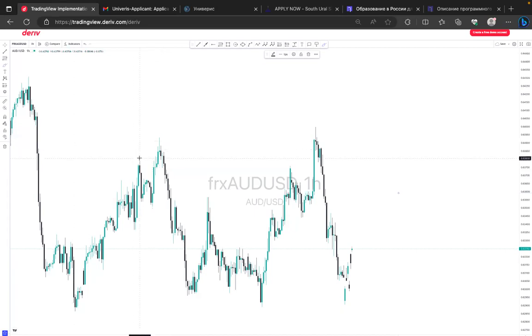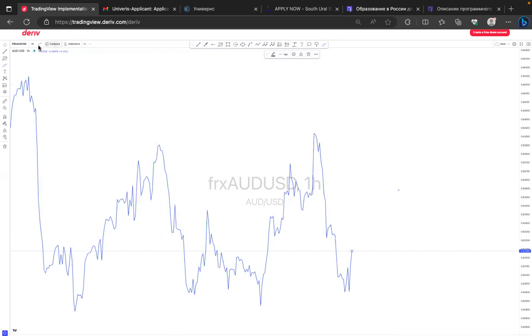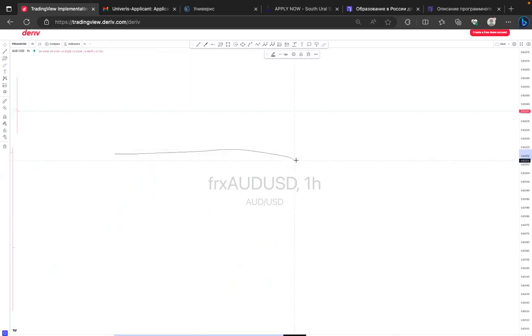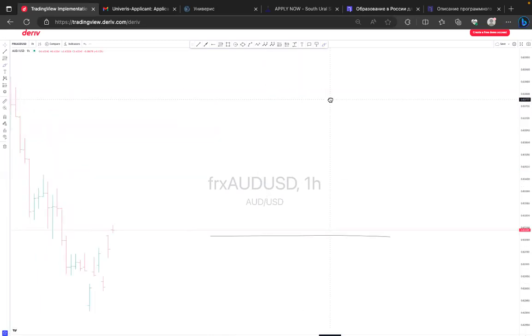Aside from candlesticks, we have two other things that can serve as a graphical or pictorial representation for us. We have the line charts, you understand? This is the line chart. And we have the bar charts. Let me show you what the bar chart looks like. This is what the bar chart looks like.